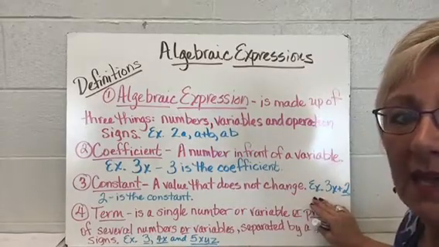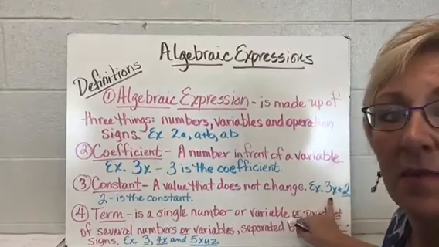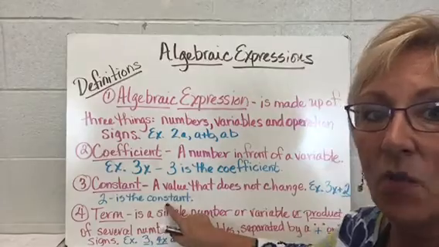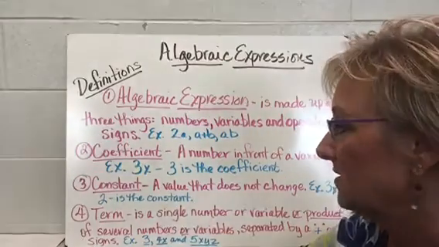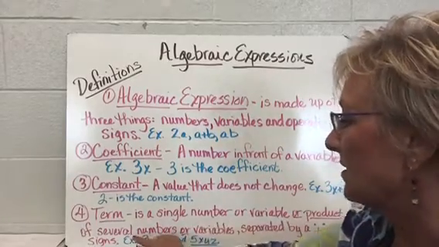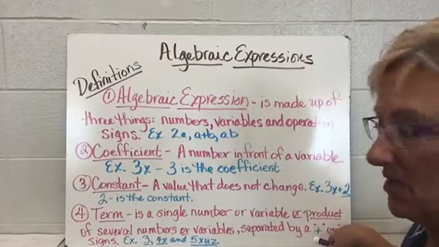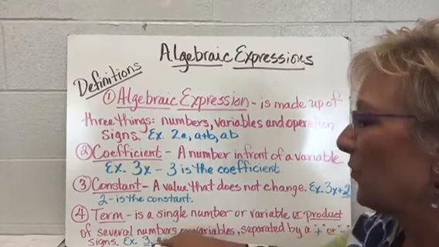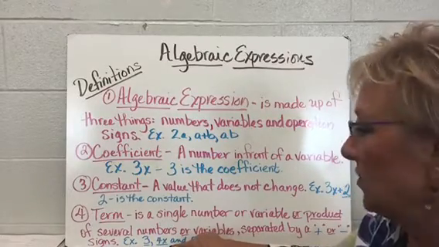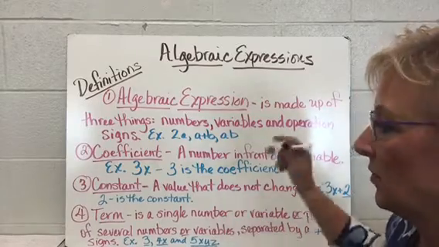For example, in 3x plus 2, 3x can change because whatever x is going to be will change that value, but the 2 is going to stay constant. So whatever the number is called the constant. And a term is a single number or variable or a product of several numbers or variables separated by an addition or a subtraction sign. For example, 3 is called a term, 4x is called a term, and 5xyz is also called a term.